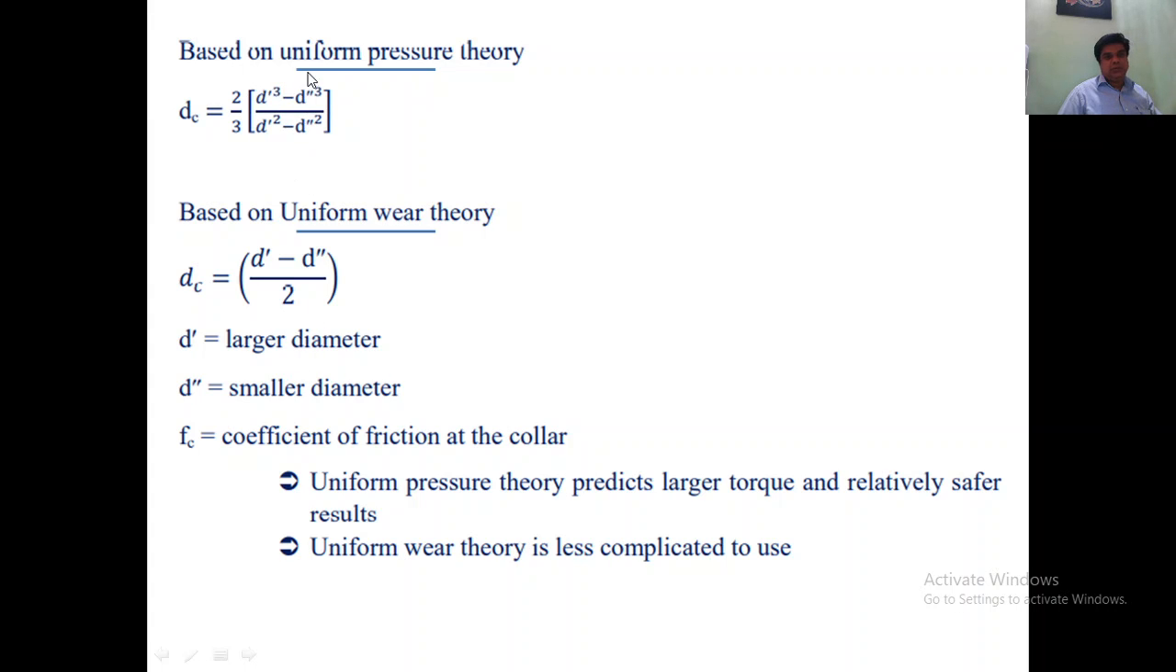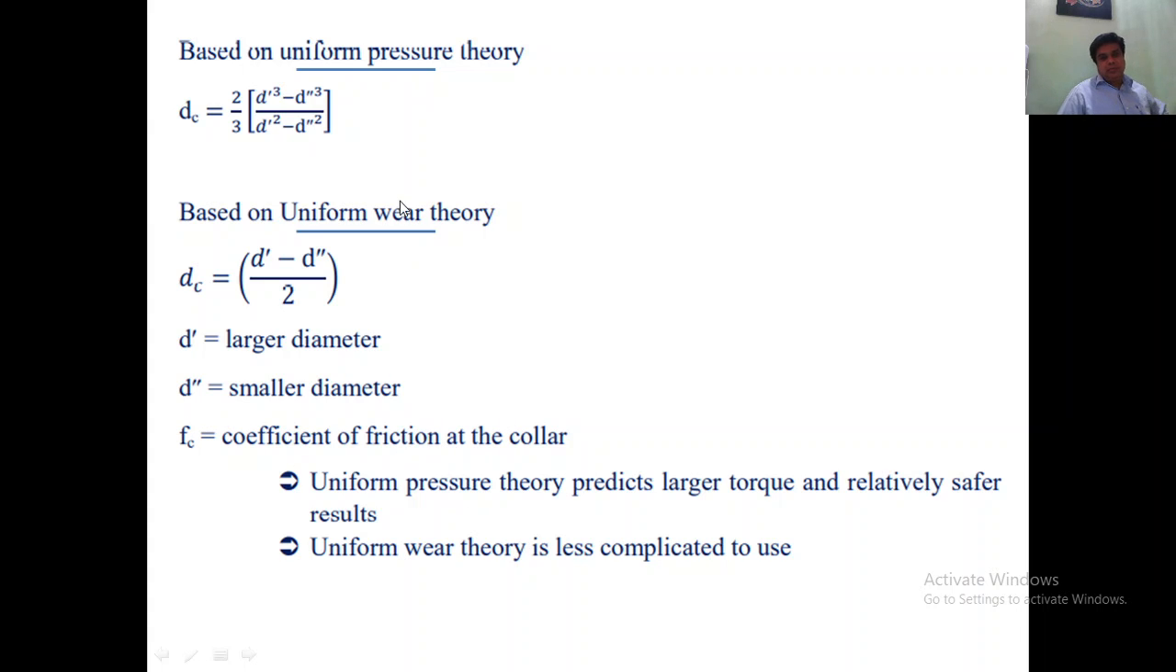So using this equation, we can calculate the mean collar diameter, or you can calculate the mean collar diameter by one more theory, the uniform wear theory. So we get this equation. This is simple here: it's outer diameter minus inner diameter by 2. So you can use this equation to calculate the mean collar diameter. And Fc is, anyway, the coefficient of friction at the collar.